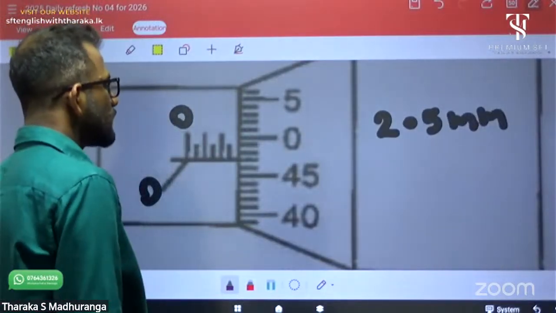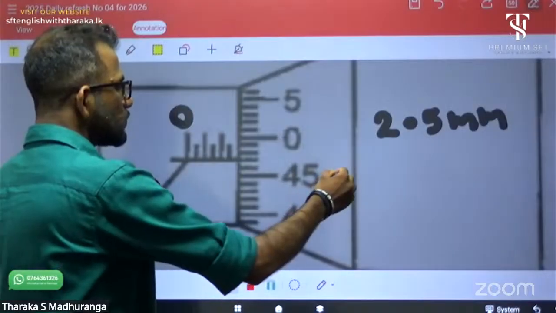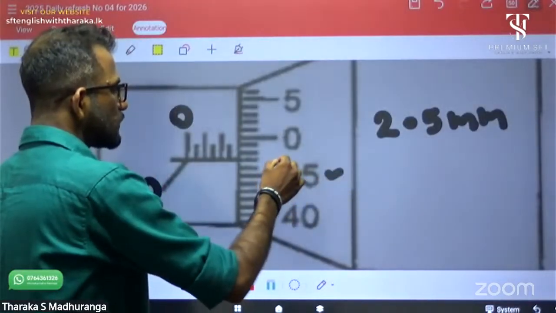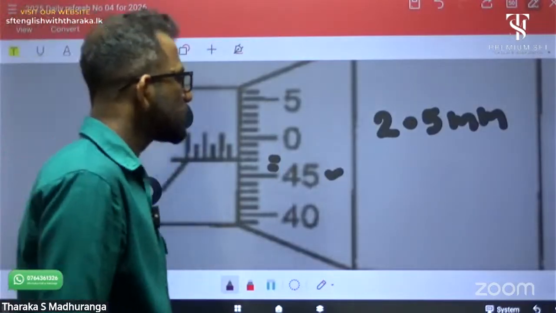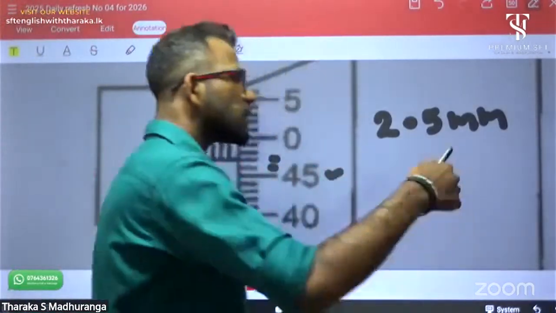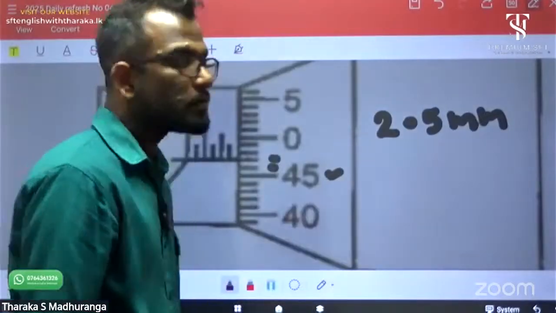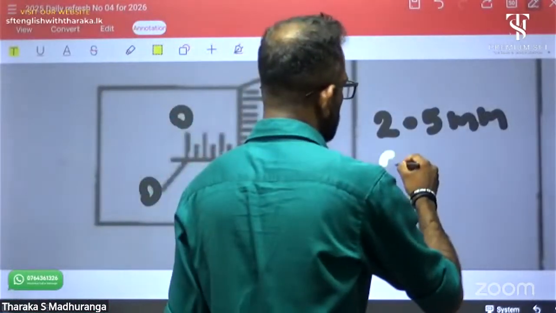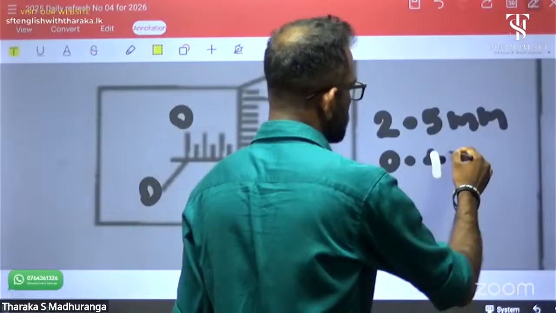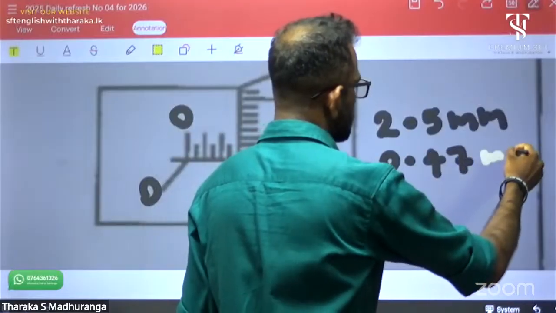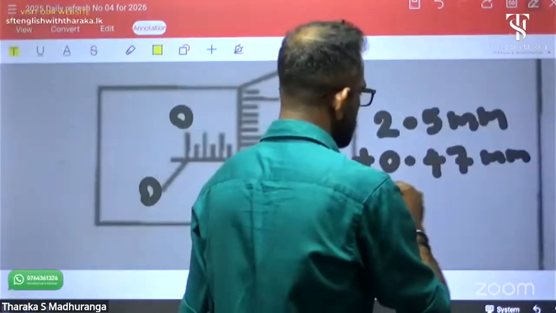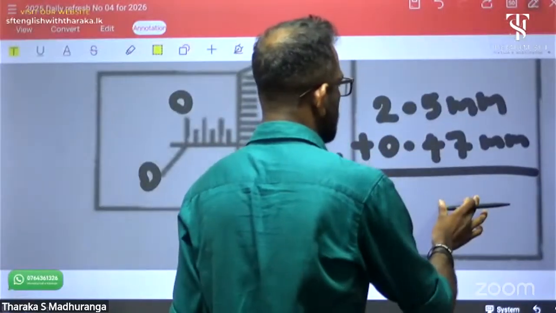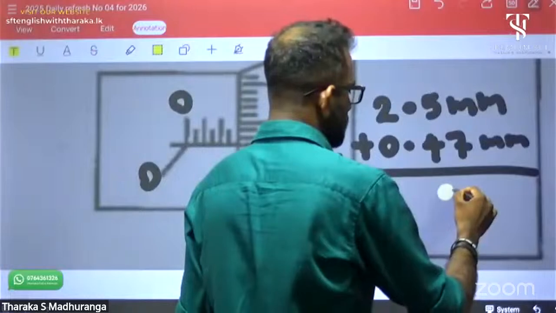Next, what's the coincide value? 45, 46, 47 is the coincide value. Understood? 47 multiplied by least count 0.01 gives 0.47 millimeter. Now adding, you get the reading.